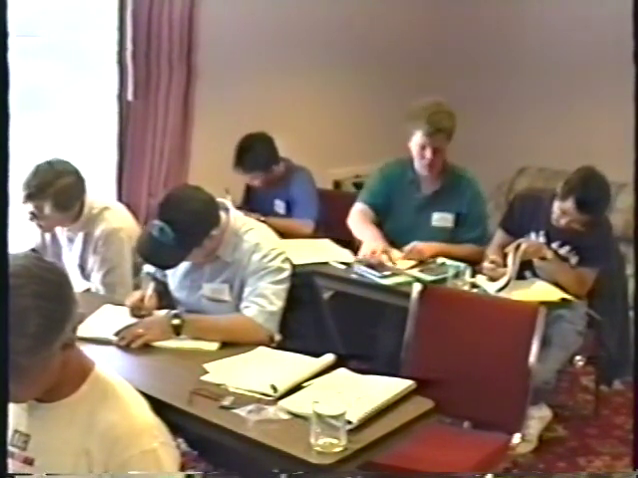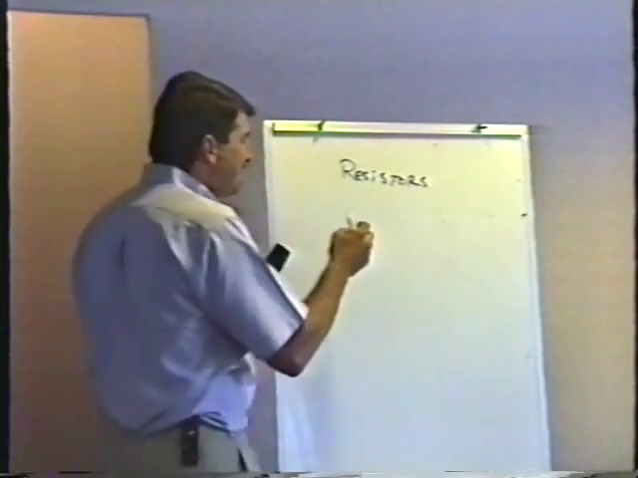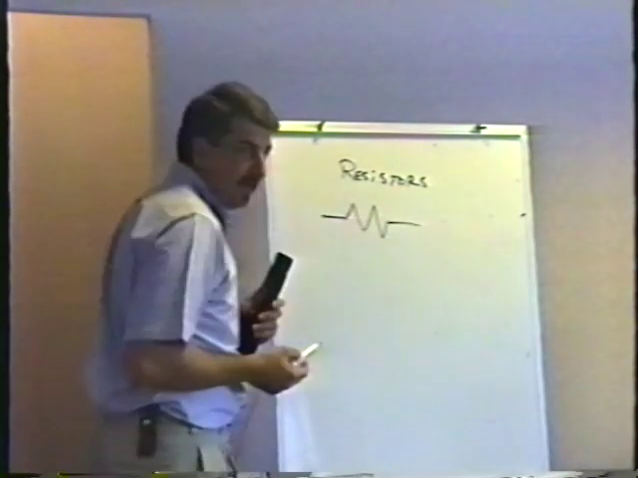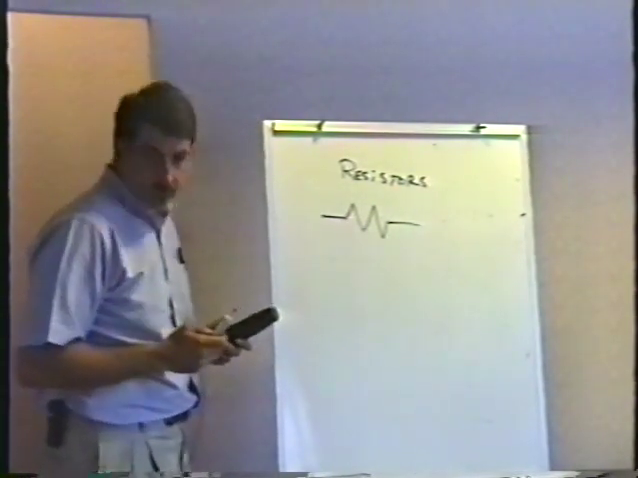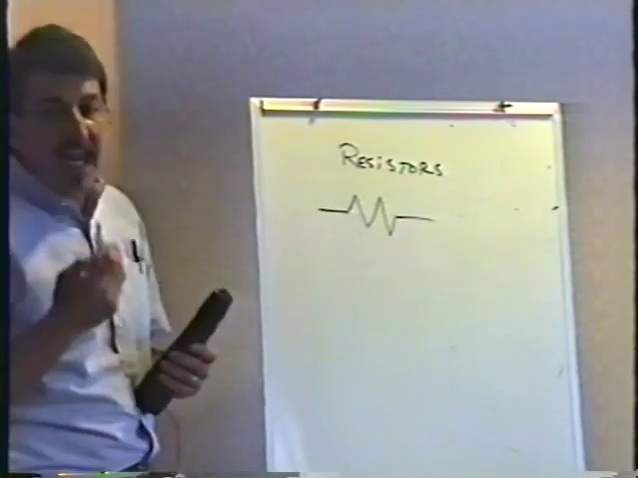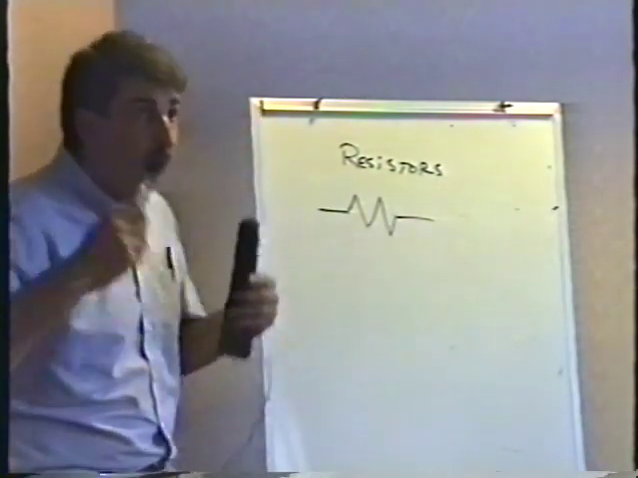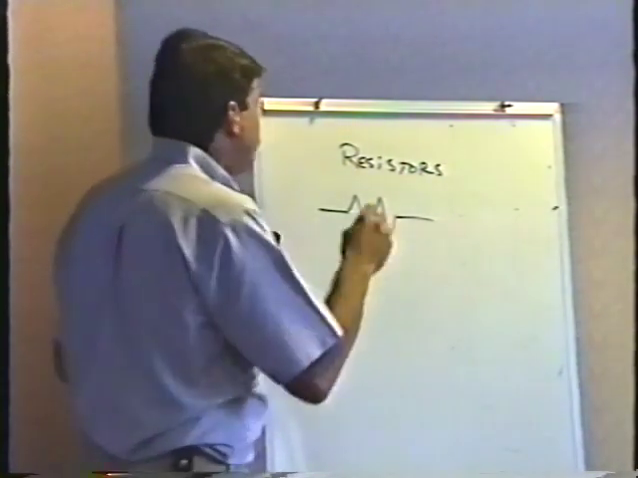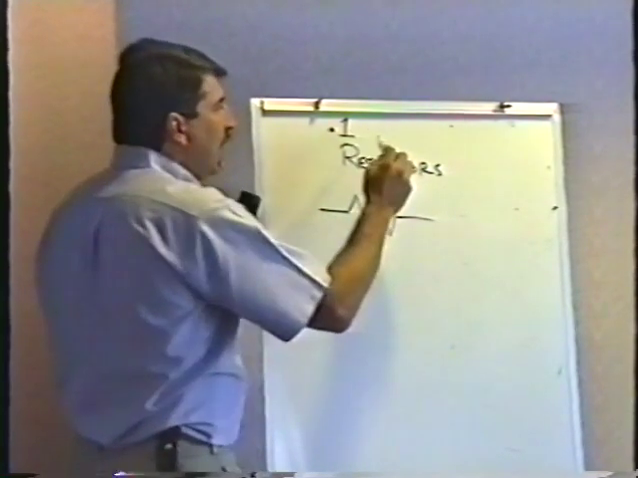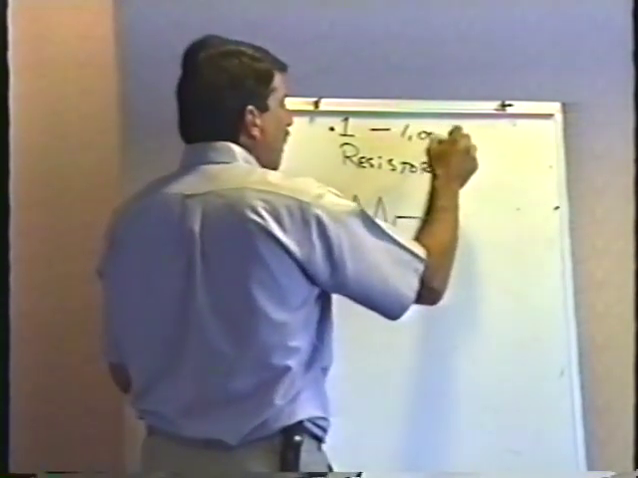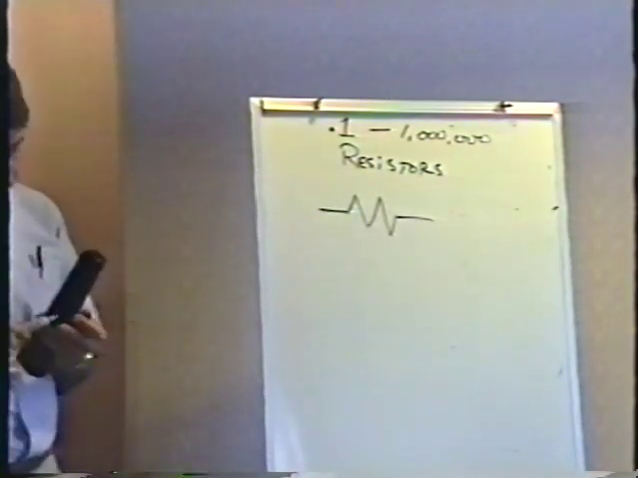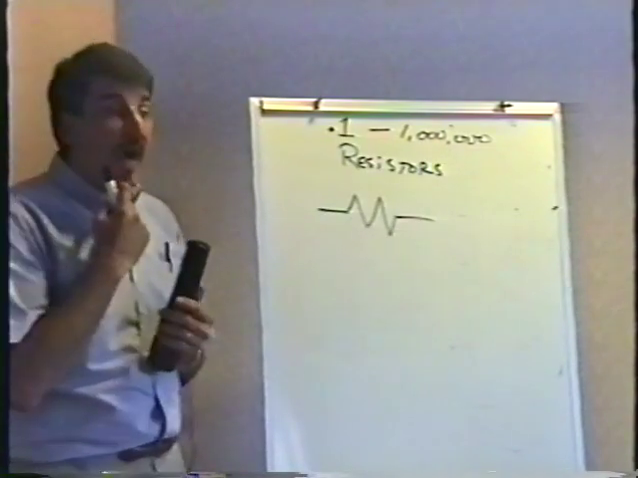I think it is. The schematic symbol for a resistor looks like this, just a zigzaggy line like that. In games, we use resistors with a very wide range. In games, we have resistors that are as little as 1/10 of an ohm. And we also have resistors that are 1 million ohms, or even more than that. So we have a very wide range of resistances.